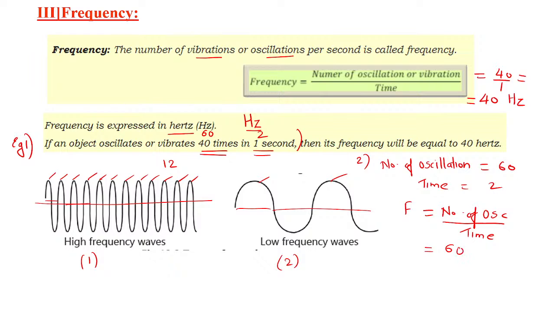60 upon 2, that is 30. And what's the unit? 30 hertz. Vignesh has already given that answer in the chat. Very nice. Chinmay followed with the same. Very, very good. So we have understood the third characteristic, the frequency of a sound wave, and how to calculate it.